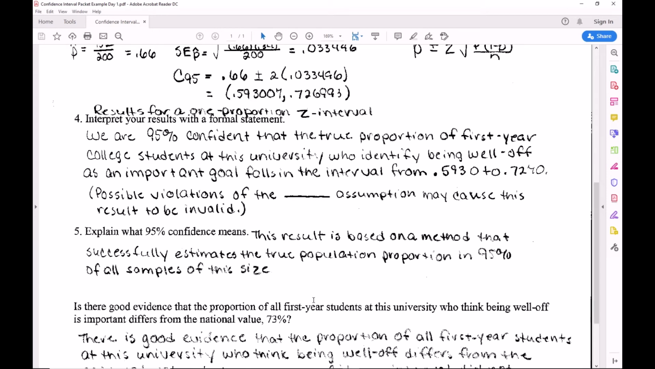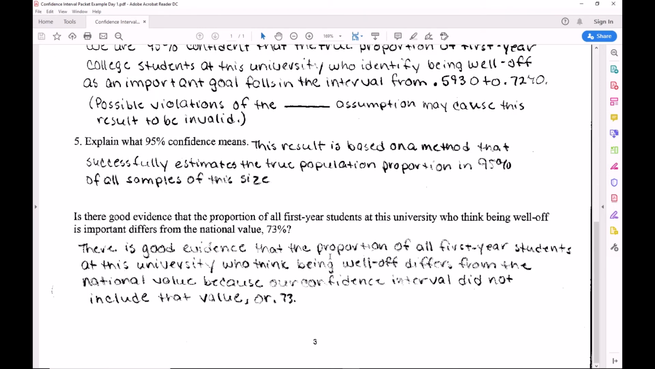And the question is, what we got up here, is it good evidence that the proportion of all first-year students at this university, kind of a smaller scope study, who think being well off is important differs from the national value of 0.73? Well, this is like an inference question. And if 0.73 falls in here, then yeah, they're pretty much the same, from the university to those folks in the national survey. But since you missed capturing 0.73, this is good evidence that the proportion of all first-year students at this university who think being well off is important differs from the national value.